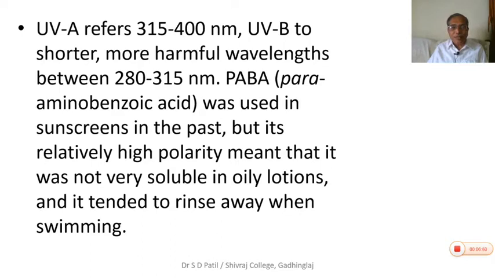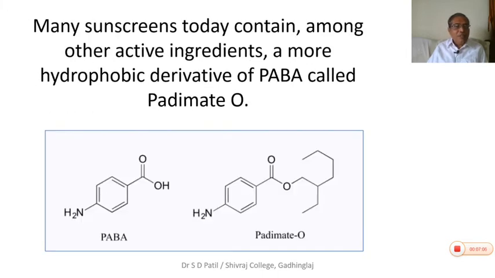315 nanometers. Para-aminobenzoic acid was used in sunscreens in the past, but its relatively high polarity meant that it was not very soluble in oily lotions and it tended to rinse away while swimming. So many sunscreens today contain, among other active ingredients, a more hydrophobic derivative of para-aminobenzoic acid called padimate O.